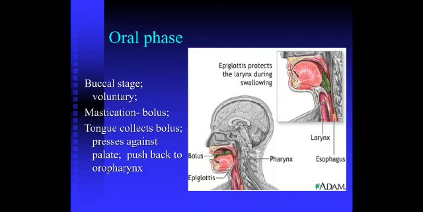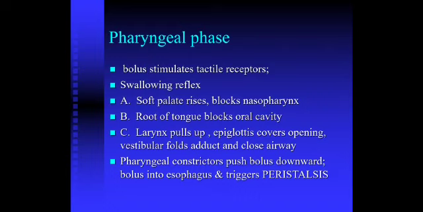Later the food is pushed backwards by the pressure of the tongue against the palate. The tongue collects the bolus, presses against the palate and pushes it back to the oropharynx. This is the first phase, which is voluntary. What is the phase called? Buccal phase. The second is the pharyngeal phase. Here the bolus stimulates the tactile receptors in the pharynx, which initiates the swallowing reflex.